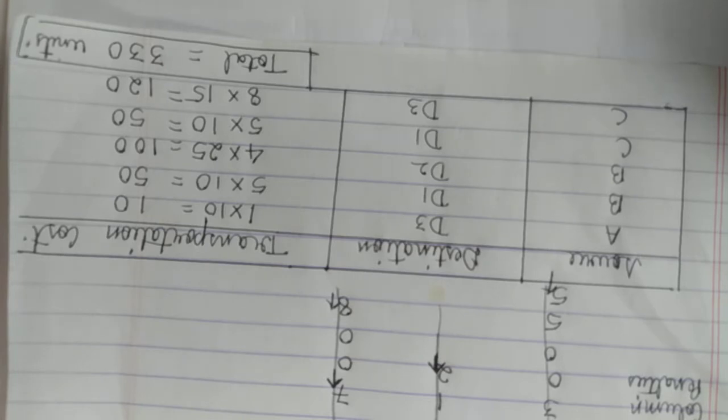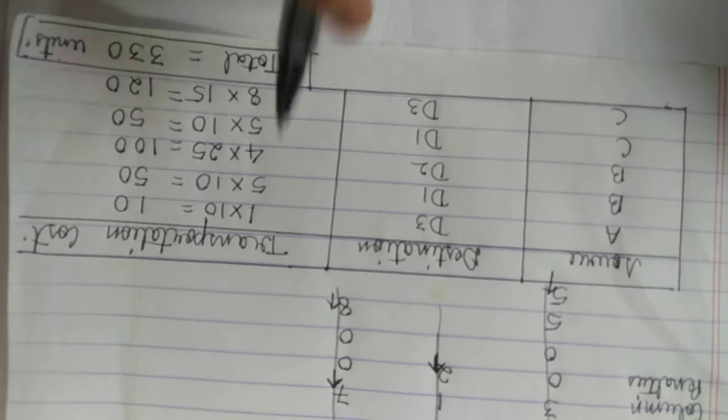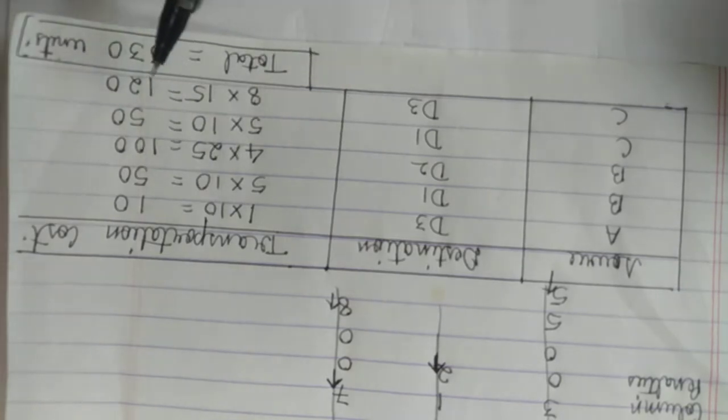Once you find out all these transportation costs, add up all of them: 10, 50, 100, 50, 120. So you'll get 330 units, because you do not know whether it is in rupees, dollars, pounds or any other currency. So I am writing it as 330 units as the total transportation cost. So the total transportation cost in this case is 330 after adding up all the individual transportation costs. So that is it.